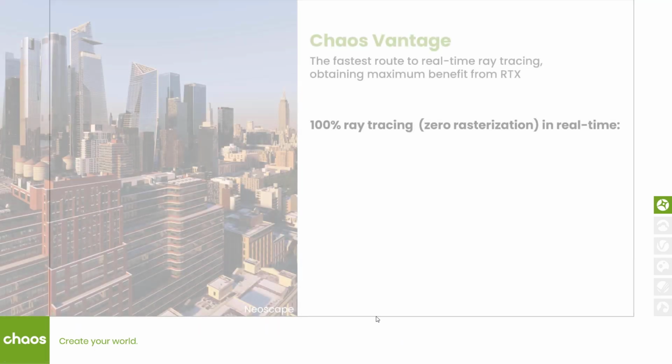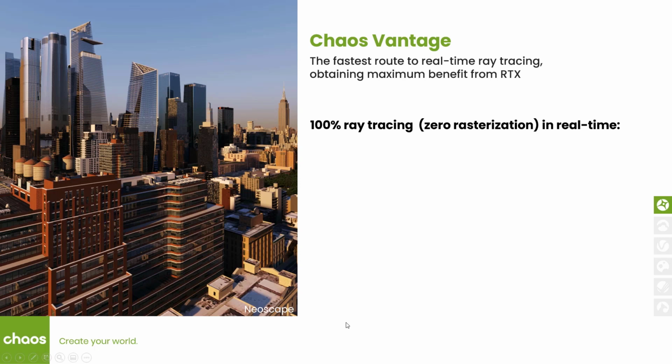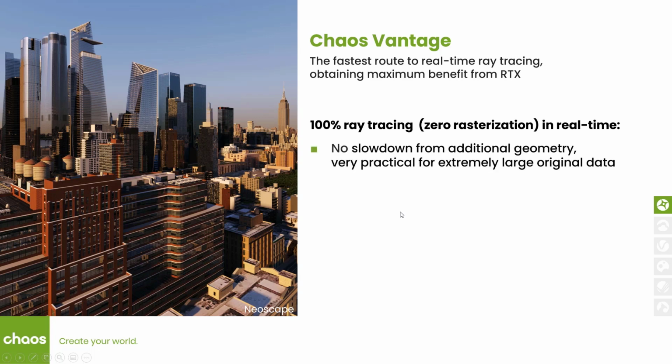So that gives you an idea what it's like. What makes it super special is that it's 100% ray tracing all the time. Vantage uses no rasterization whatsoever. What this means is that there's no slowdown from adding additional geometry, and it can handle enormous scenes like this one of New York City here on the left by Neoscape. Because it can handle such large original data, you also don't spend any time optimizing. There's no need to.